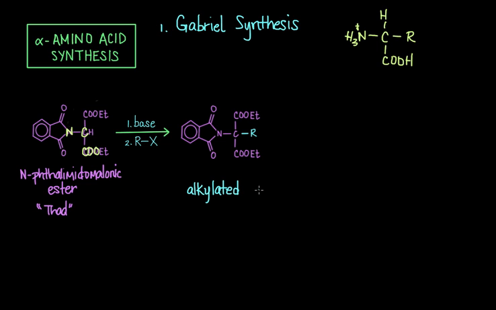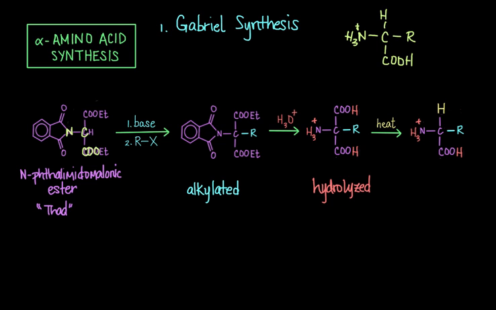And then the next step involves acid hydrolysis, which yields this molecule. And as you can see here, the phthalimide group was hydrolyzed along with the two esters, and this is the hydrolysis step. And then finally, we can add a little heat to decarboxylate this molecule, or remove this carboxyl group up top here, and we get our final alpha amino acid.